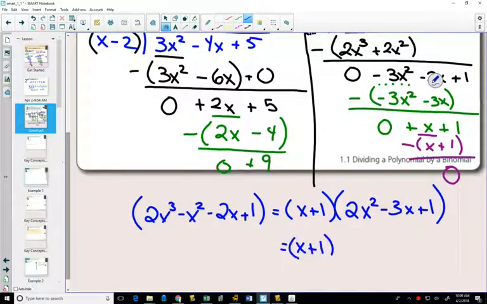Because now this is a quadratic. You know how to factor that. Does it work out? It does. So we could factor this expression completely. And so because we can do that, that's going to lead us into this chapter.